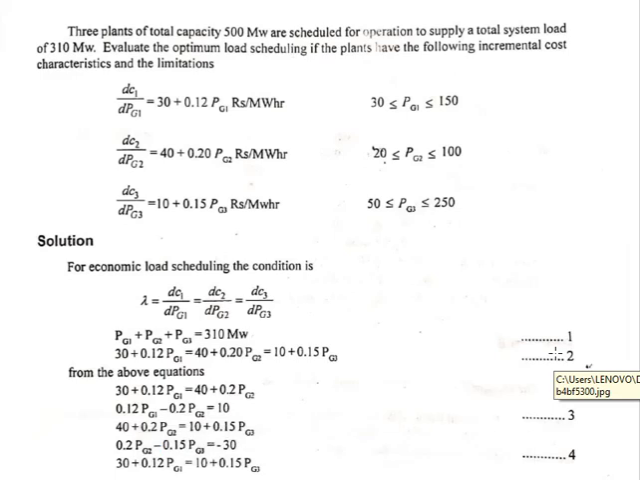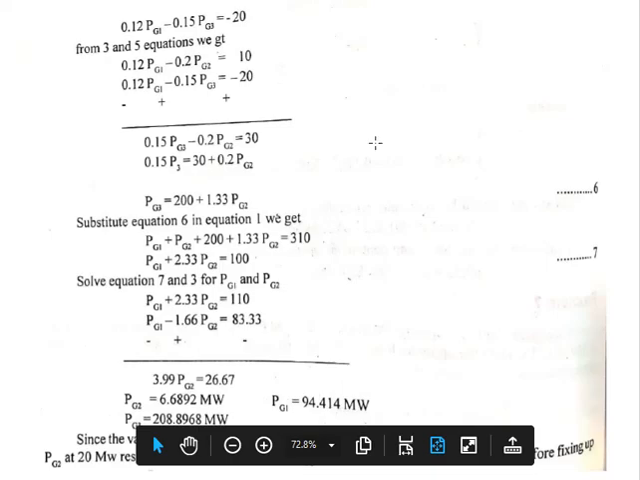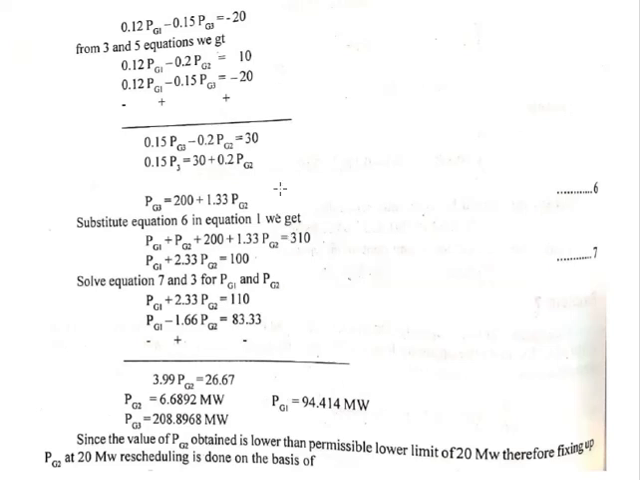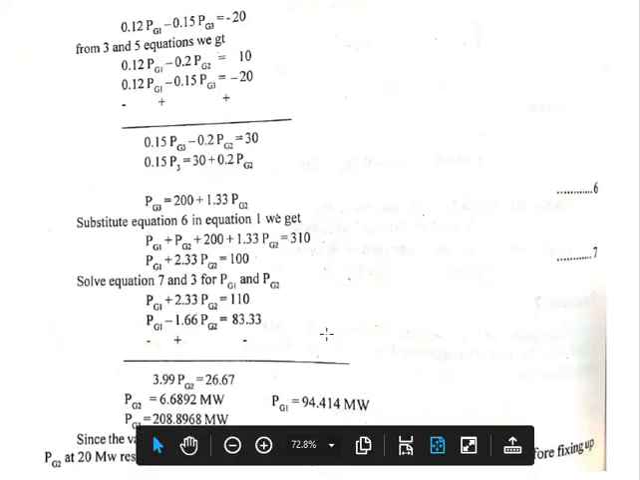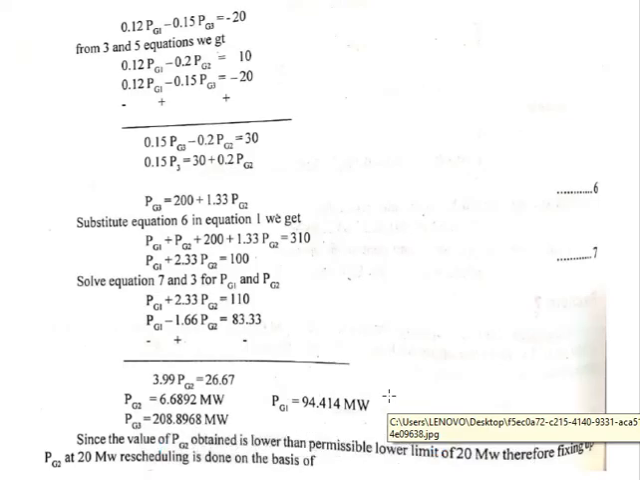Equation number 3 we will receive by ∂C1/∂Pg1 equal to ∂C2/∂Pg2. Once equating these, you will get equation number 3, and ∂C2/∂Pg2 equal to ∂C3/∂Pg3, then you will get equation number 4. So accordingly, we will simplify the equations. Finally, after the simplification, you will get Pg1 equal to 94.41, Pg2 equal to 6.68 and Pg3 equal to 208.89.